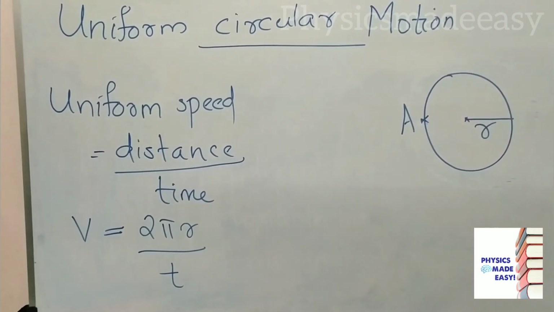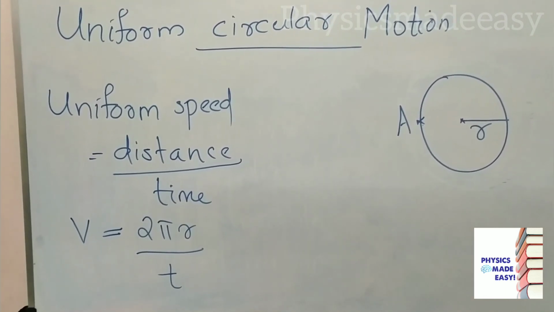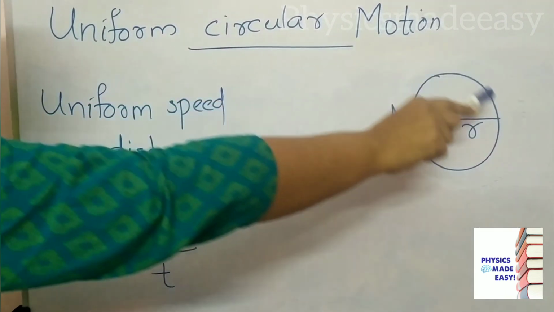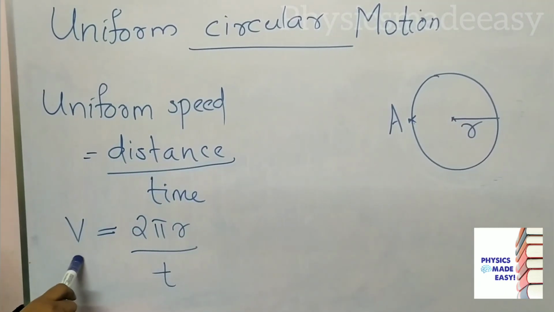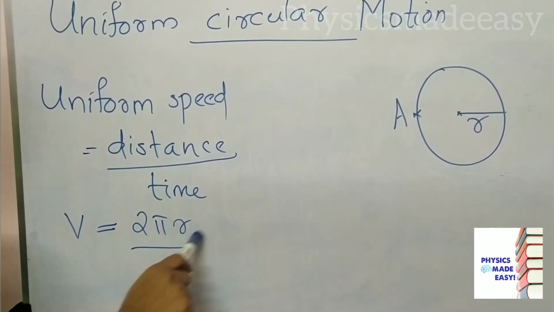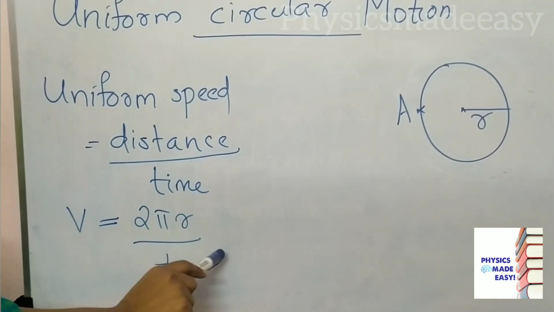Once more children, in uniform circular motion, the object is moving with uniform speed along a circular path. What is the speed? How to find the speed? Speed is equal to 2 pi r divided by t, the circumference of the circular path divided by time taken.